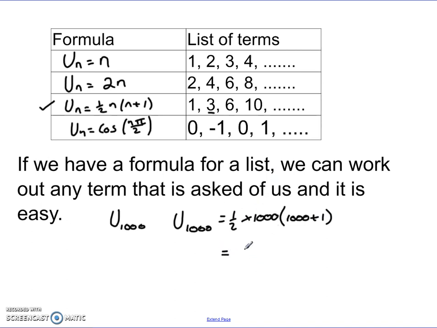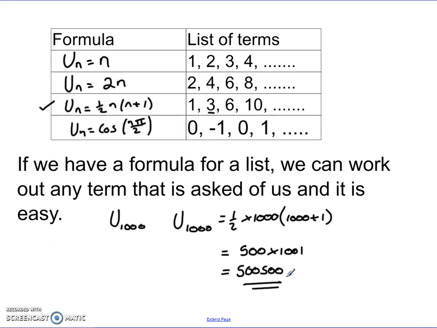So I'd have a half of 1000, that's 500, and I'd times 500 by 1001, which would then give me 500,500 as a final answer. So I'm able to generically and quickly calculate that. So that's just what a sequence is: a series of numbers that are represented by a formula.